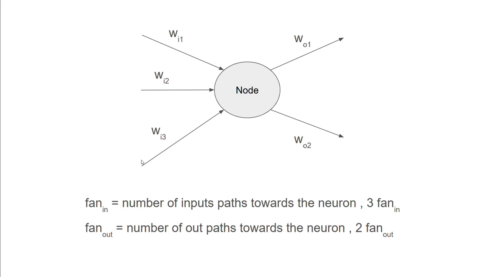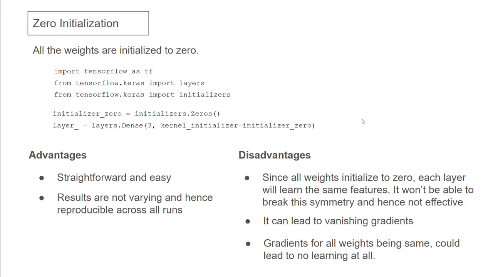So here we can say there are 3 fan in and 2 fan out. Normally most of the techniques use this number of inputs: the number of fan in inputs and the number of fan out. So first is the zero initialization, or some people call it constant initialization. It will initialize all the weights, w1, w2, w3, whatever, to 0. This is a simple code in TensorFlow.